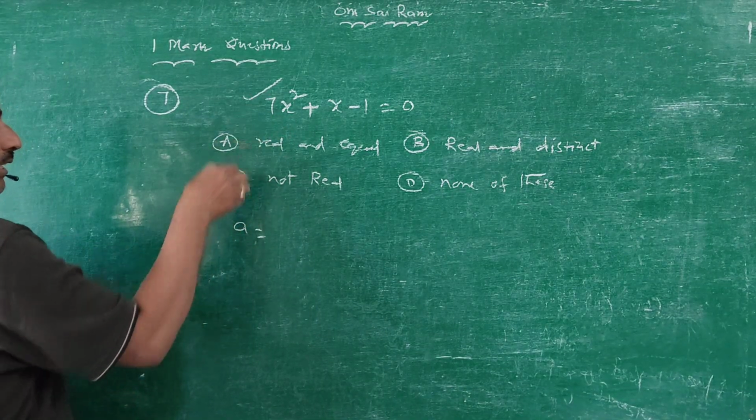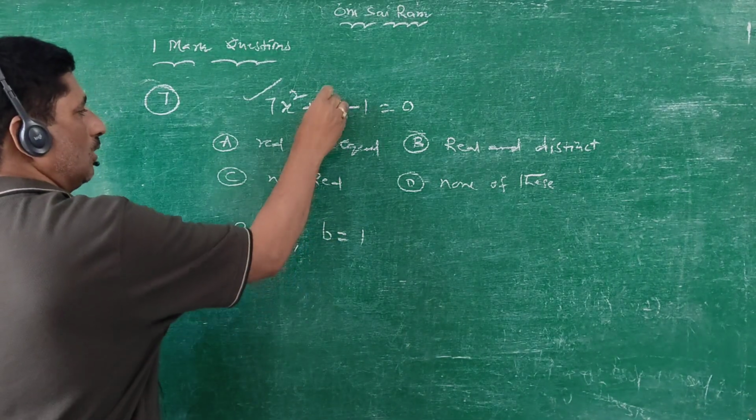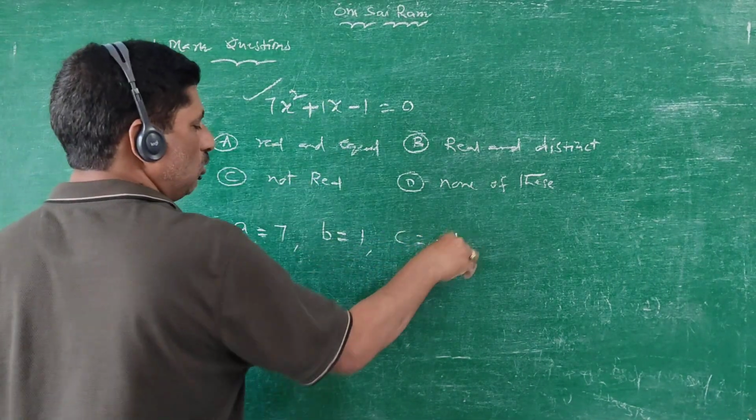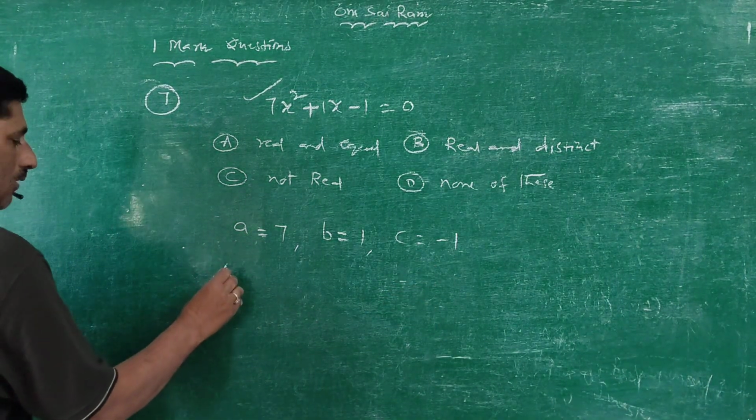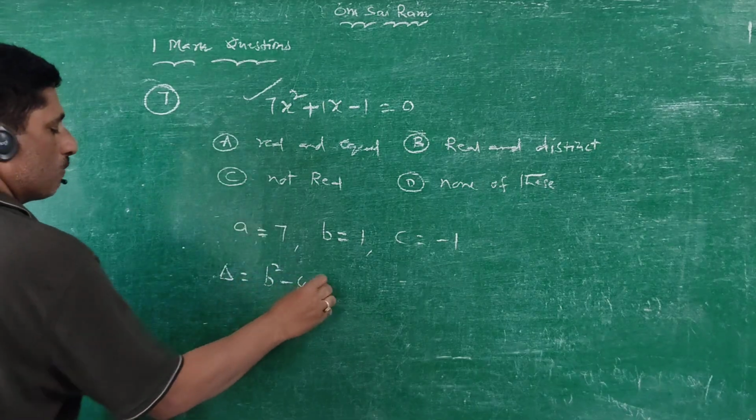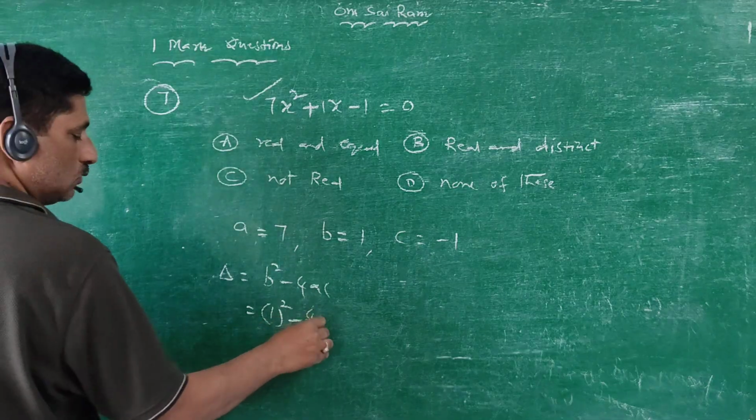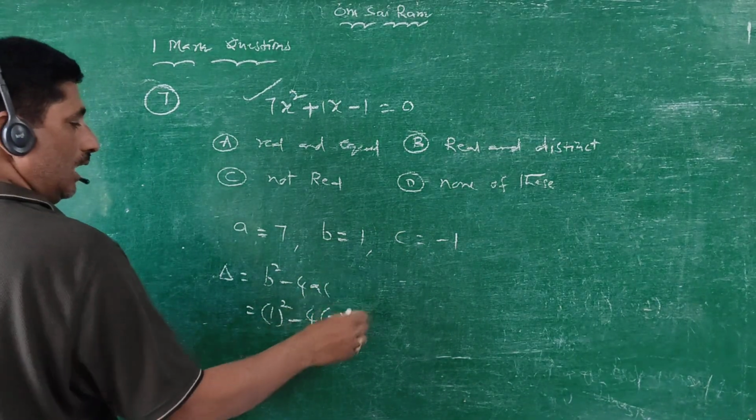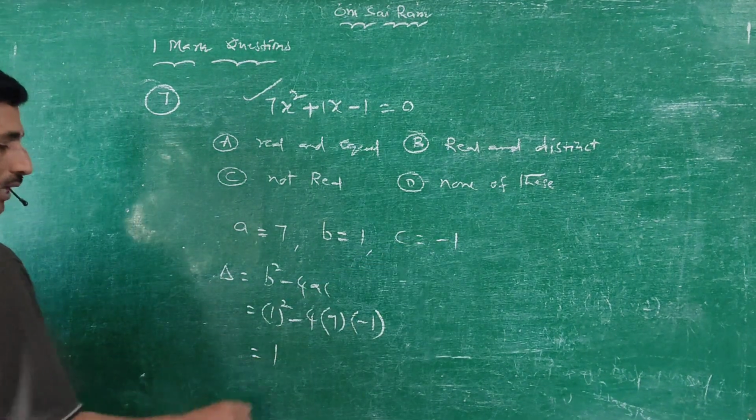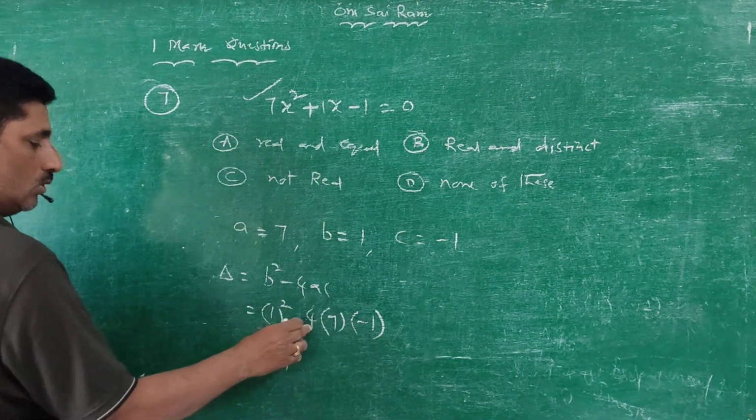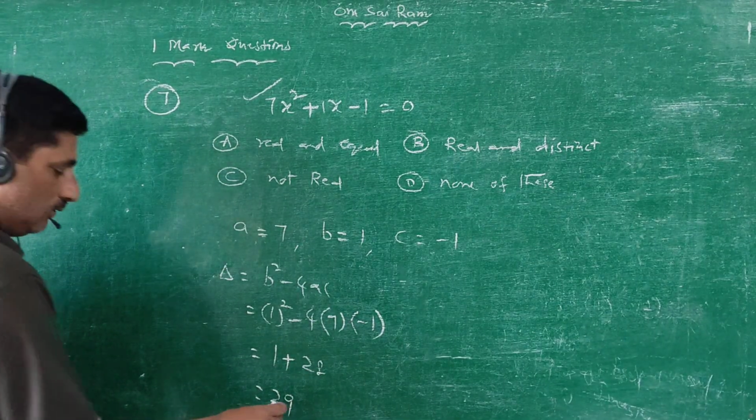After comparing this equation, A is equal to 7, B is equal to 1, and C is equal to the constant minus 1. Then I have to find the delta value, that means b square minus 4ac. What is the b value? 1 square, minus 4, a value 7, and c value minus 1. 1 square is 1. Minus into minus is plus. 4 sevens are 28, 28 ones are 28. Finally, we get 29, which is greater than 0.